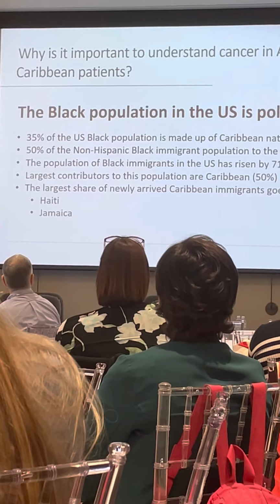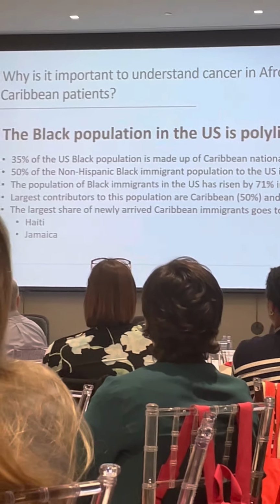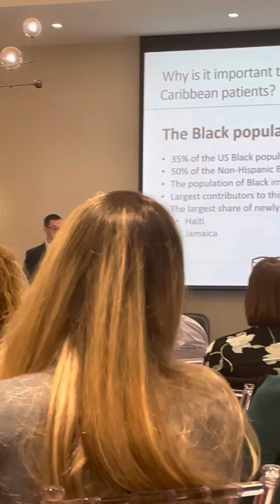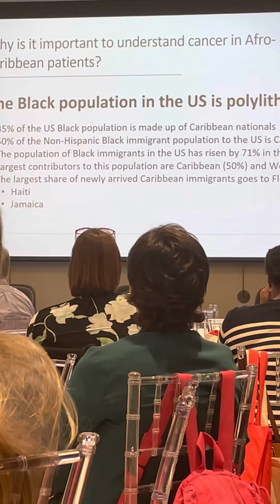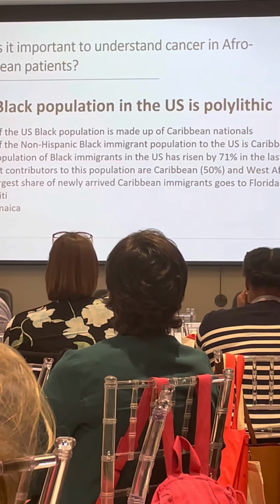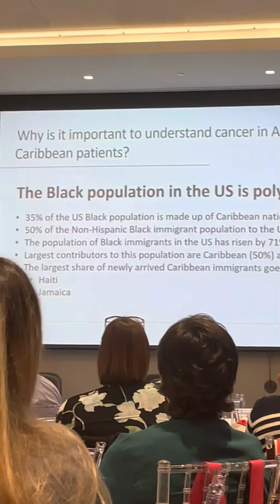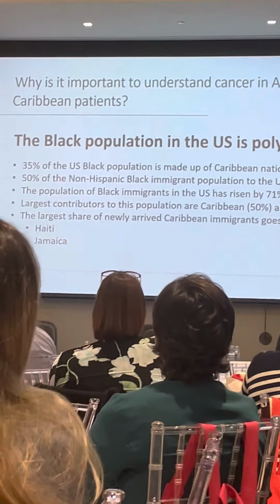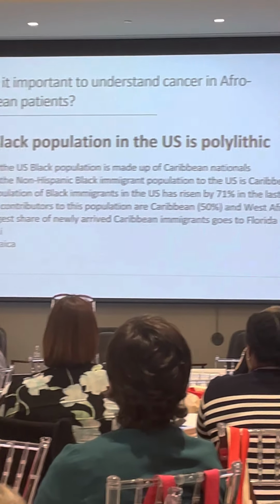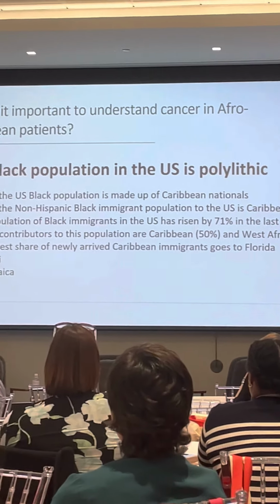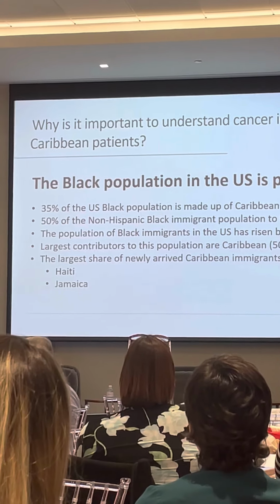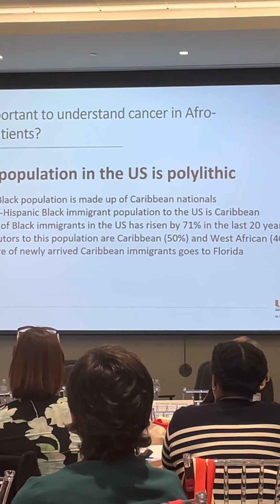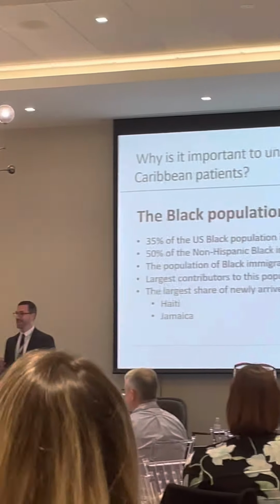So for us, it is important to understand cancer in these patients specifically, and that's because the Black population in the United States is not uniform. It is polylithic. We know 35% of the US Black population is made up of Caribbean nationals. 50% of the non-Hispanic Black immigrant population to the US is Caribbean. We know that the largest population of Black immigrants in the US is the Caribbean and West African representatives. We also know that the population of Black immigrants in the US has risen by more than 70% in the last 20 years. Here in Florida, the largest share of newly arrived Caribbean immigrants is from Haiti and Jamaica, and we accept the largest amount of immigrants from the Caribbean. So it's really important for us from a public health standpoint to understand the patients that we are treating.